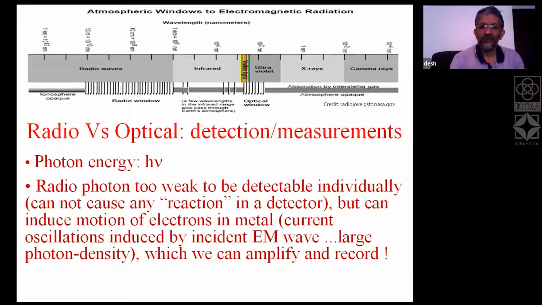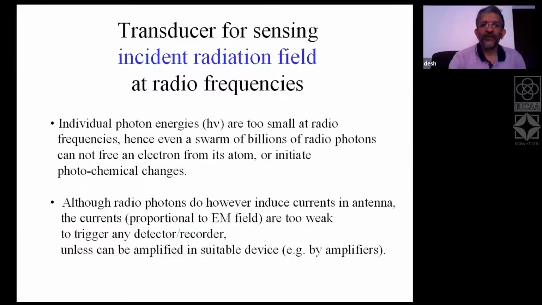And as we will see, we have large photon density. We can use classical description, and that we will be using all along almost. So we can sense this current somehow, and we can amplify it and record it, and that's how we get the information. As I said, the individual photons are too weak to do anything to this exposed matter, so we have no detectors where even a swarm of billions of these radio photons cannot free an electron from its atom. As you know, this is a quantum interaction, or cause any photochemical changes like we have on the photographic plate.